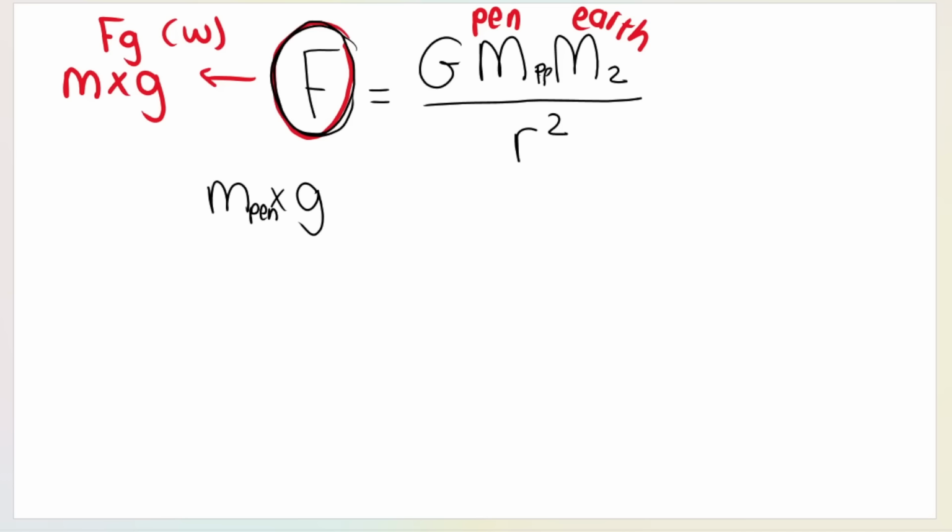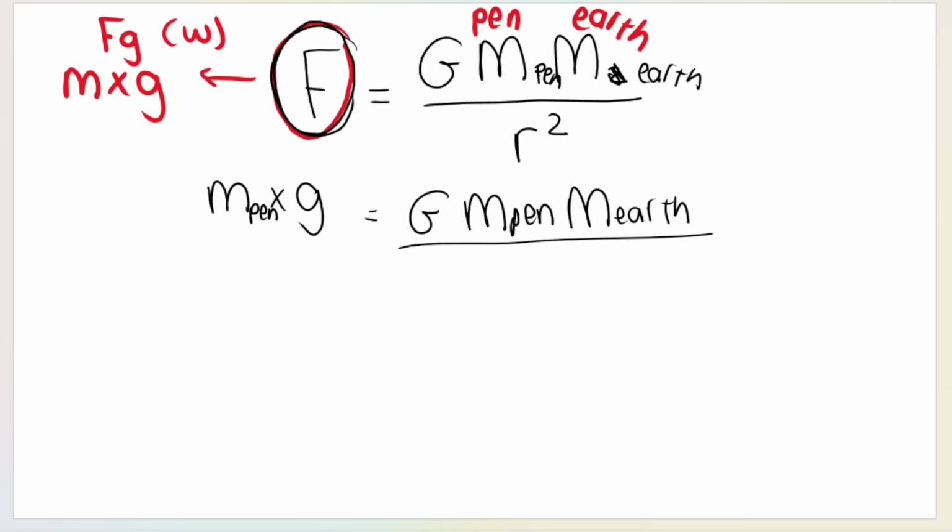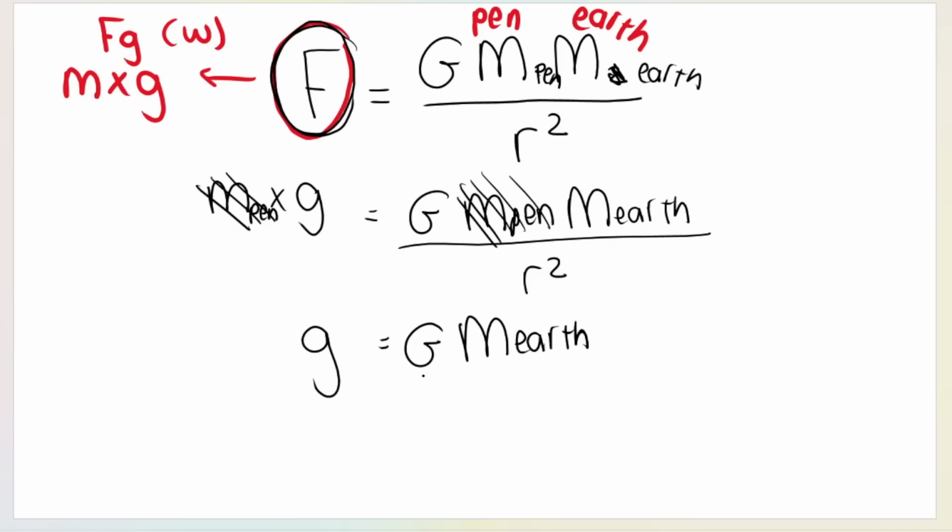Remember, M1 is the mass of my pen, M2 is the mass of my earth. So I've got mass of my pen times gravity. That will get me the force of gravity. If I carry on writing that formula, I hope that you know, according to maths, that if I've got mass of pen on this side and I've got mass of pen on that side, I can cancel them out. I'm basically dividing each side by mass of pen. And look at what I'm left with. I've got g is equal to big G, mass of earth, divided by r squared. And this is my second formula.